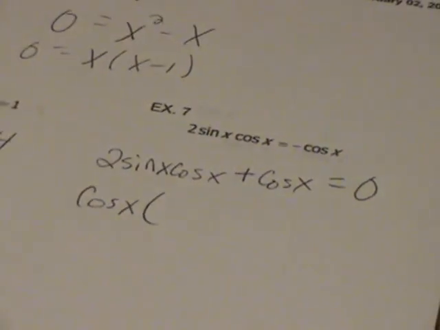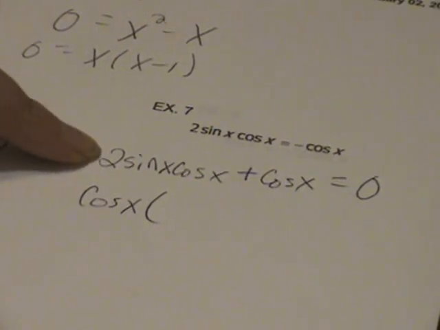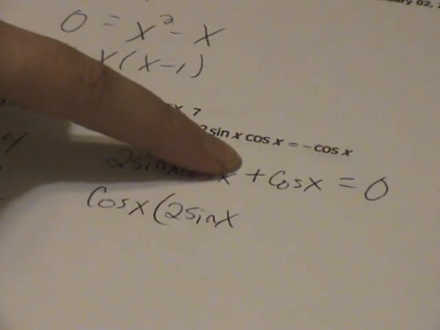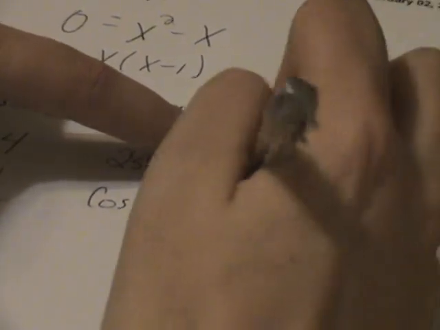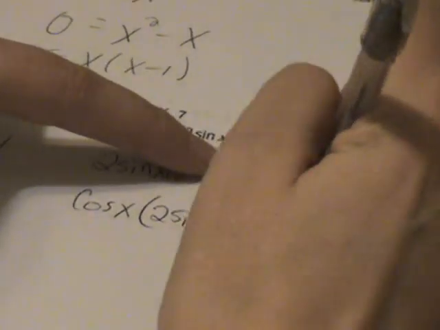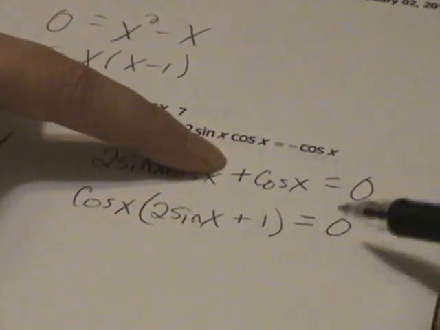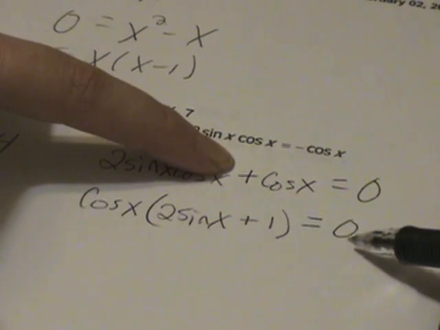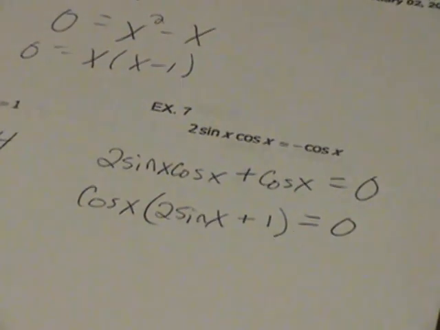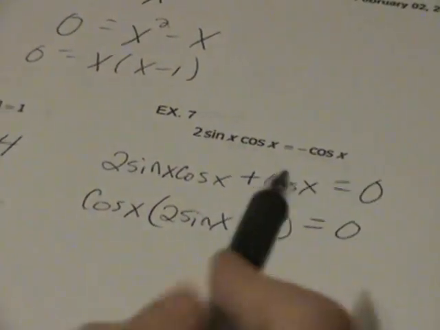We're going to factor out a cosine. So in this term, I have 2 sine x. Over here I factored out a cosine, so what's left over there? A 1. Don't say 0, don't say nothing, it's a 1. Equals 0. Can I leave off this equals 0? No, I cannot. That's wrong. That's an invalid step. You've got to have the equals 0.